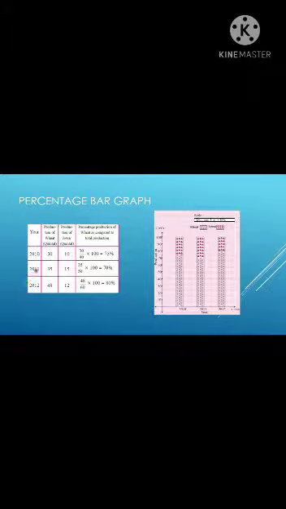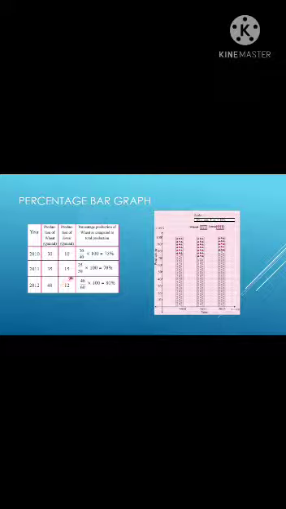Now to draw the percentage bar graph, the first thing that you have to do is to convert either the production of wheat or the production of jowar in terms of percentage. So here in this table we have converted the production of wheat in terms of percentage. For that, first you have to add the production of wheat and jowar, that is 30 plus 10, 35 plus 15 and 48 plus 12.